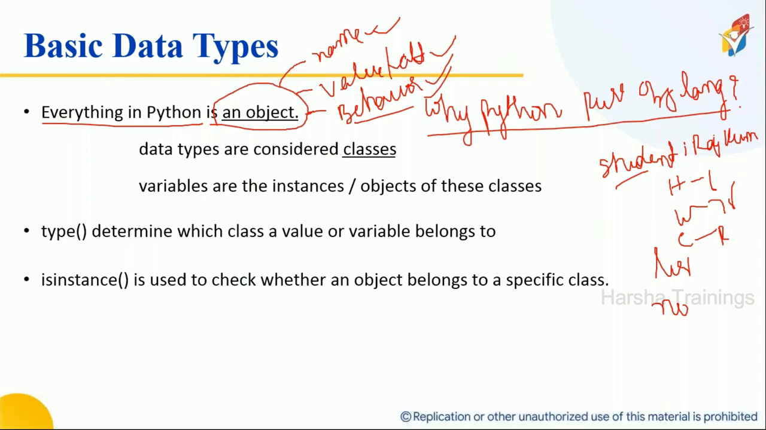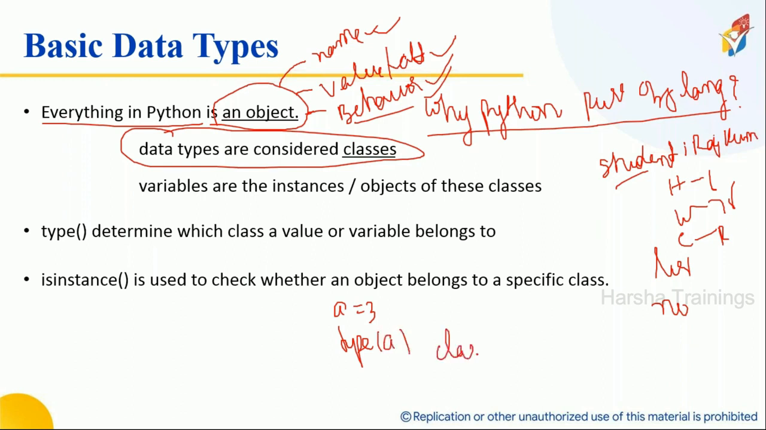Okay. Now, even data types are also considered as classes. While taking, if I ask type of A, it is giving it as class int. Look at here. In the first class, I told it. So integer is an object, float is an object, string is an object. Everything in Python is an object. Variables are the instances of objects of the classes.